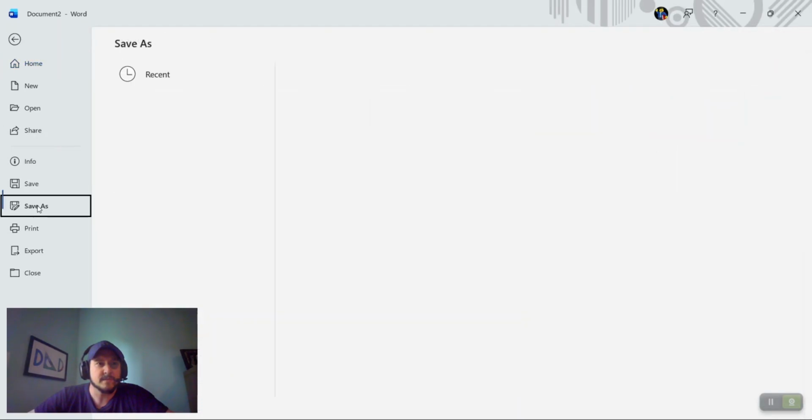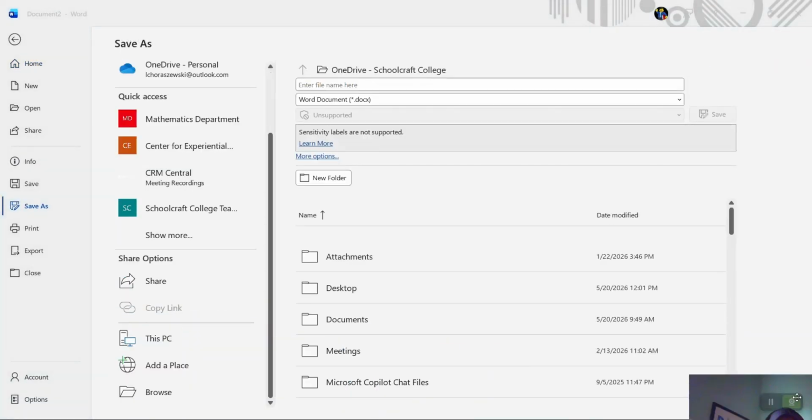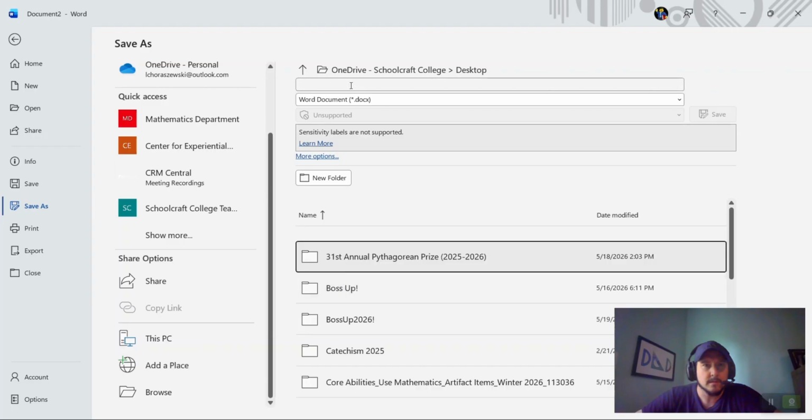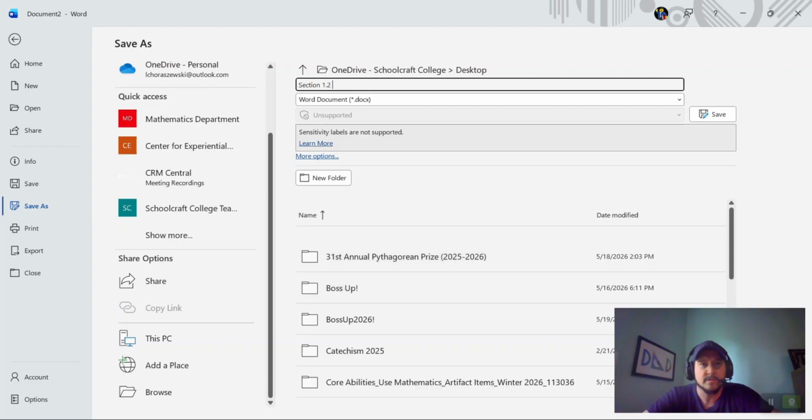I'm going to save this as the section 1.2 activity. Section 1.2 sorting tier activity. Math 122 fall 26.